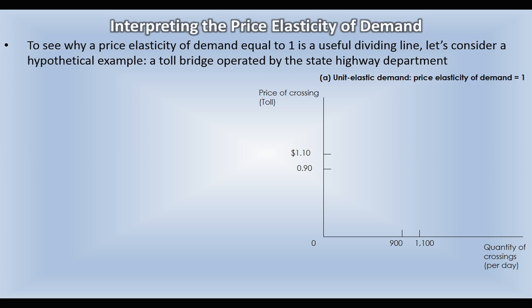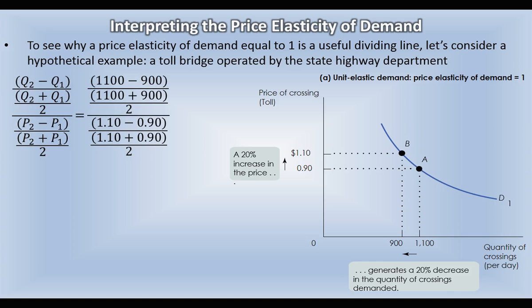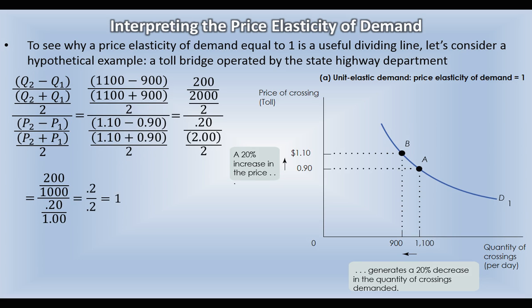So here's our price. Here's our quantity demanded. Here's a demand curve. Initially, we're at point A, where the toll is 90 cents. That corresponds to 1,100 crossings per day. And if the price goes up to $1.10, that corresponds to 900 crossings per day. So that's a 20% increase in price and a 20% decrease in the quantity of crossings. So again, if you were to plug our information into the midpoint formula for calculating the elasticity, we would wind up, in this case, with 1. So we have unit elastic demand here.